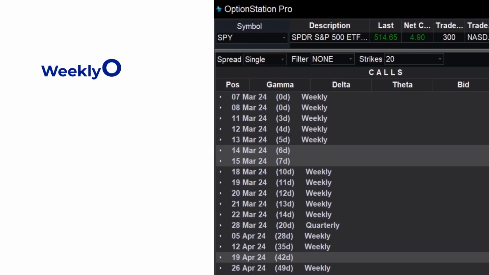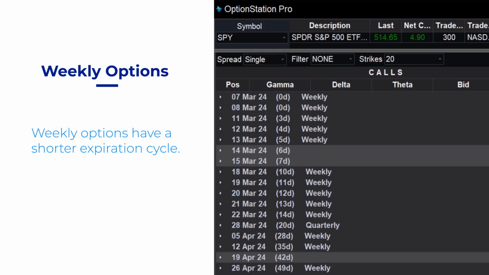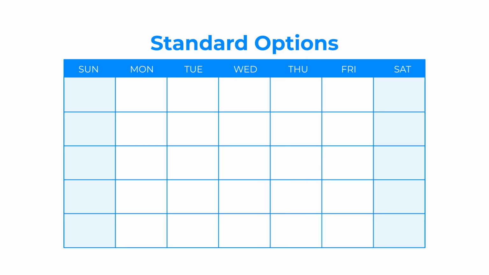Weekly options have characteristics and features similar to standard options, such as pricing, assignment, exercise, rights, and obligations. A noticeable difference between weekly and standard options is that weekly options have a shorter expiration cycle. They may share other characteristics with standard options. Standard options stop trading at 4 p.m. Eastern on the third Friday of the month. Weekly options are issued on Thursdays and expire on Friday of the following week unless Friday coincides with a standard quarterly expiration or a holiday. If there is a holiday on Friday, the weekly options expire on the Thursday before the holiday.